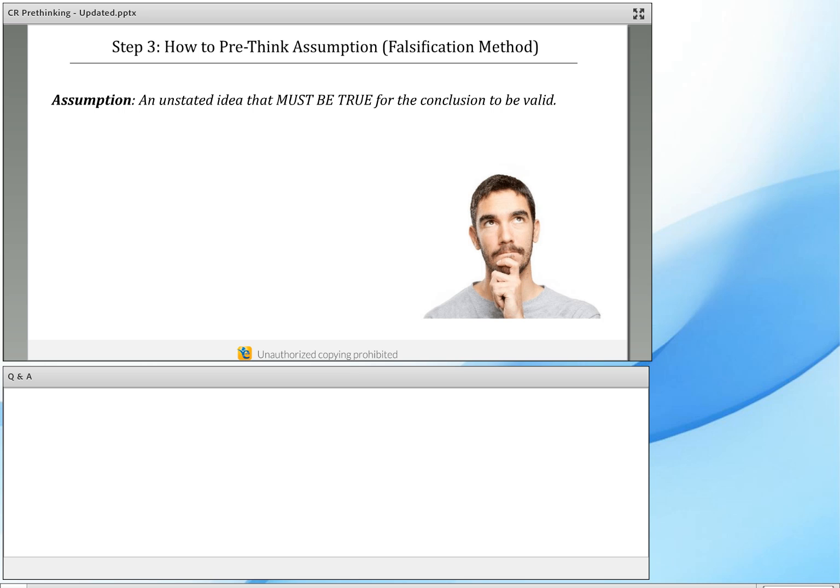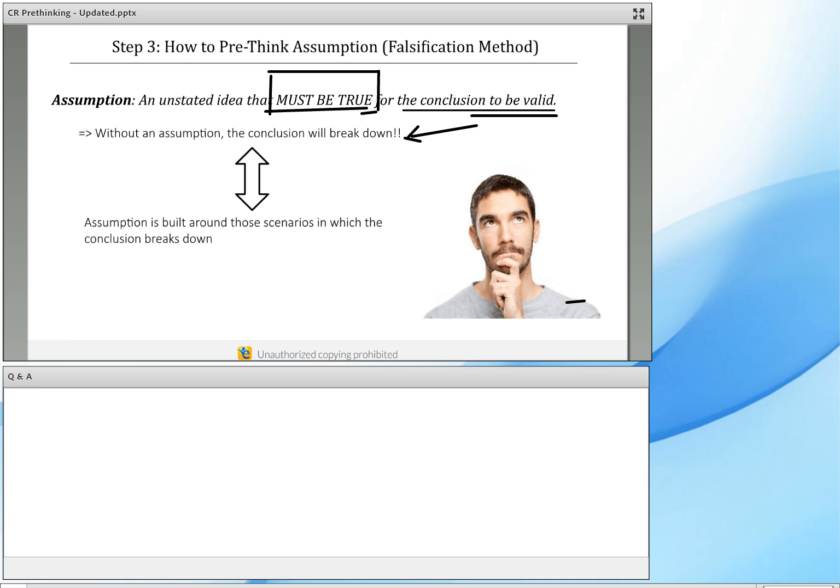So what is the question that we need to ask to figure out what the assumption would be? That question comes directly from the definition of what an assumption is. An assumption is an unstated idea that must be true for the conclusion to remain valid. So if an assumption must be true for the conclusion to remain valid, then without the assumption being there, the conclusion will break down.